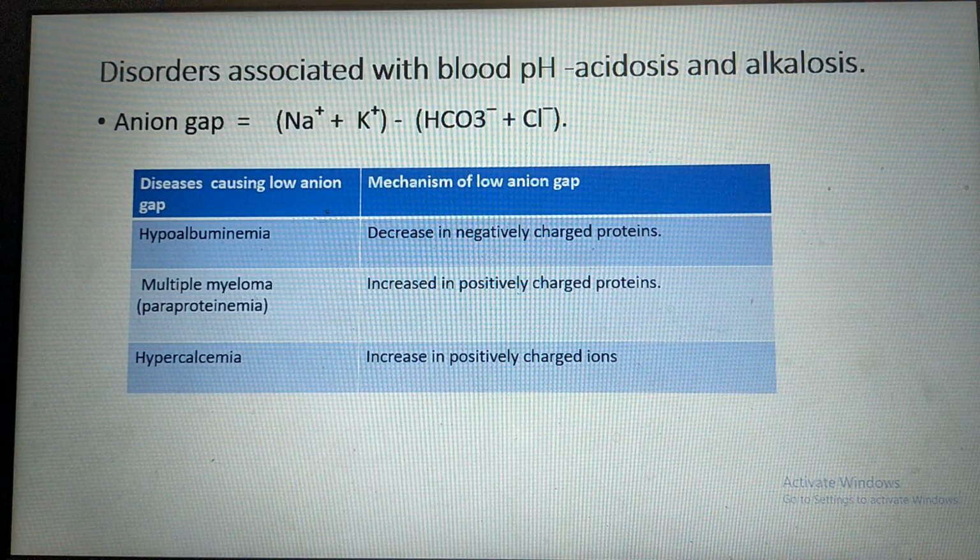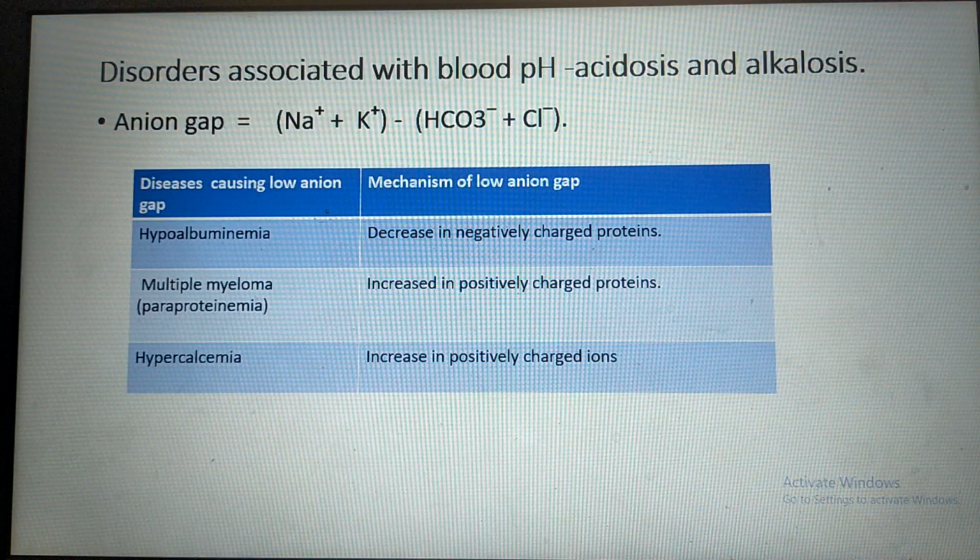To maintain the electrical neutrality, either bicarbonate or chloride ion increases. Generally chloride ion in the extracellular fluid increases. So the gap between measured cation and measured anion decreases.